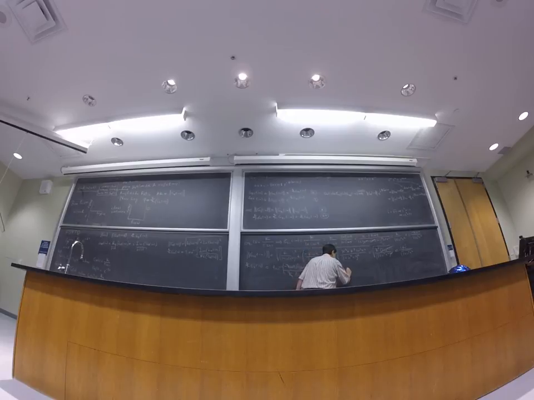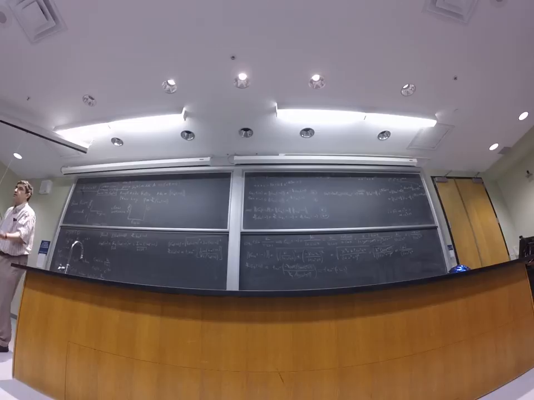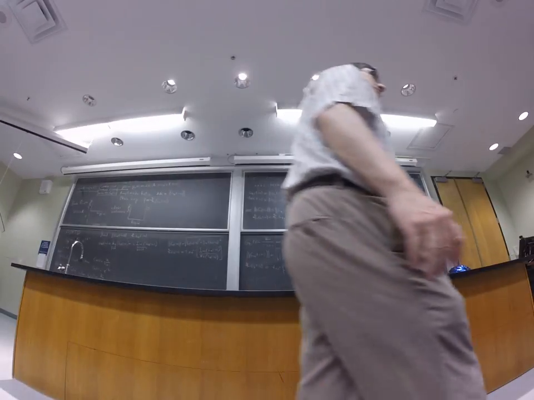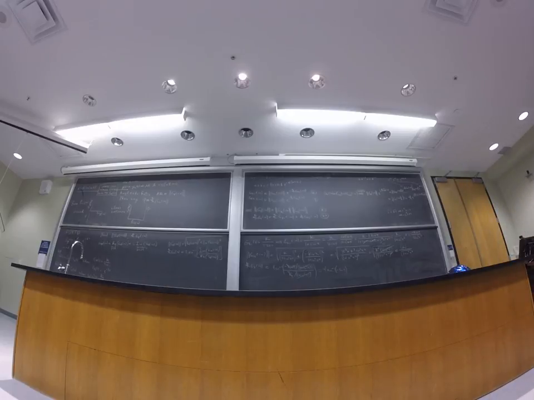of minus omega tau. And you should know that tan inverse of minus an angle is minus tan inverse of an angle. So that's going to be equal to minus tan inverse of omega tau.